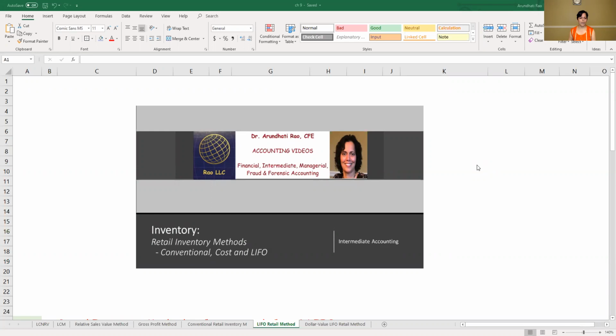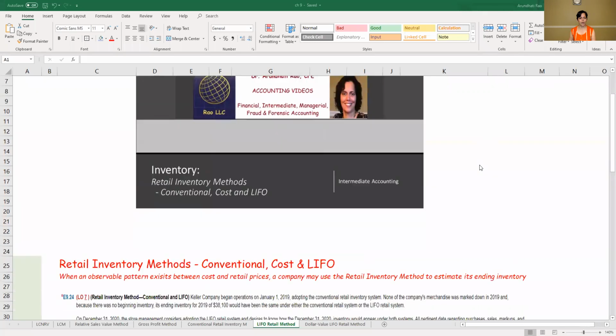Now we're going to look at retail inventory methods where we estimate the cost of ending inventory using one of three methods: the conventional method, the cost method, and the LIFO method. We'll apply all three to the same problem and see how the answers are going to be slightly different in each case, that is the ending inventory number.